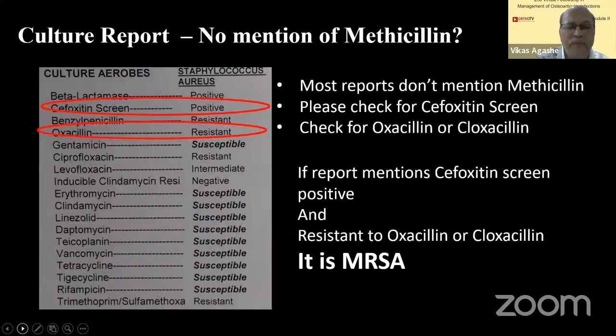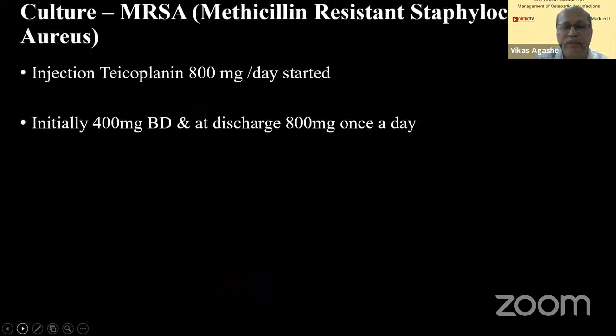Next. So this was the culture report. We have already discussed this. Next, please. She was treated with teicoplanin 600 milligrams. We started off initially 400 BD, and at discharge, he was given 800 milligrams once a day. Next.